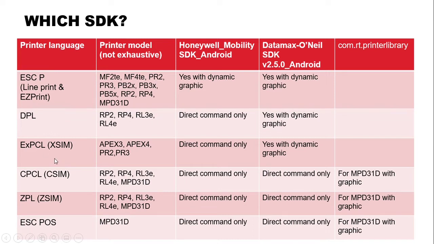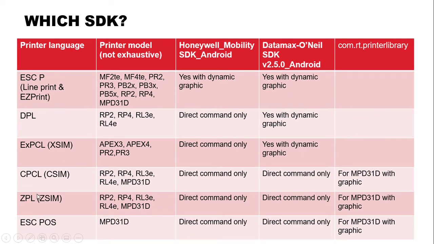In the Datamax-O'Neil printers, there is also a language, XSIM, which is ExPCL in our printers. This is supported in the Apex series and also the PR2 and PR3 series. Likewise, if you are using the Mobility SDK for Android, you can only use direct commands. And for graphics, again, you need to create your own graphic converter to download the graphics into the printers. For this, the Datamax-O'Neil SDK will support both graphics and direct commands.